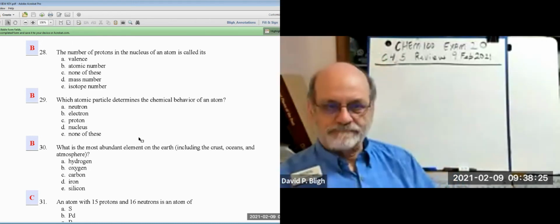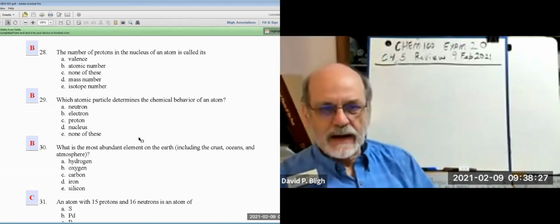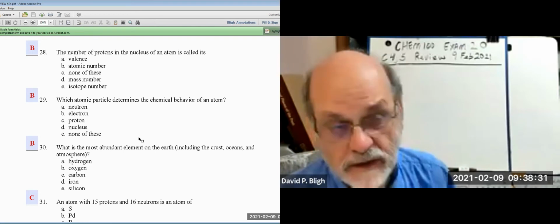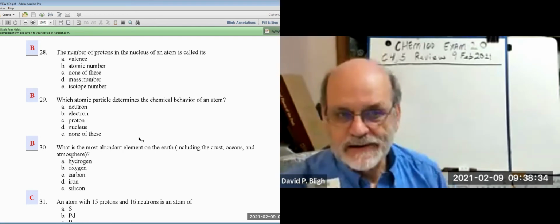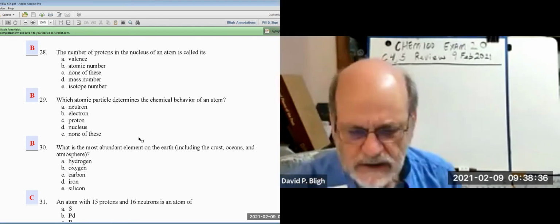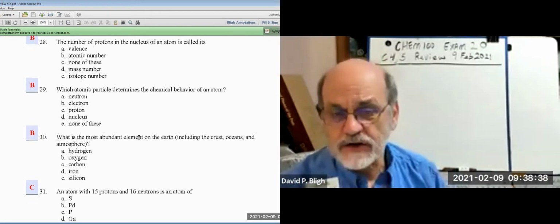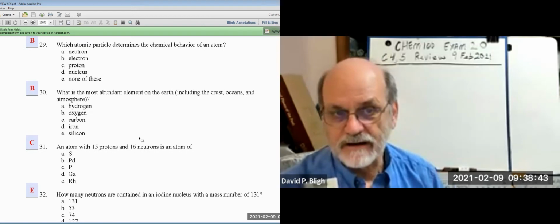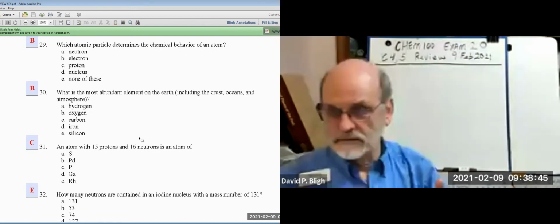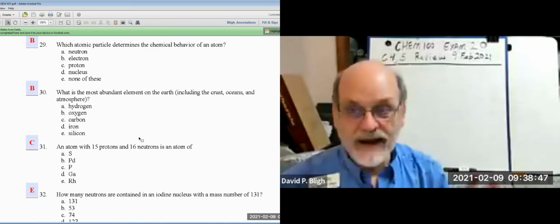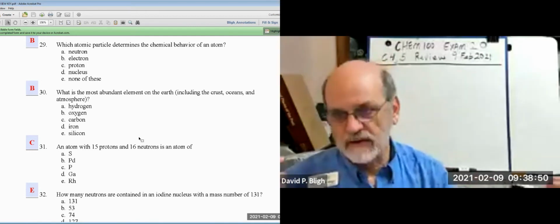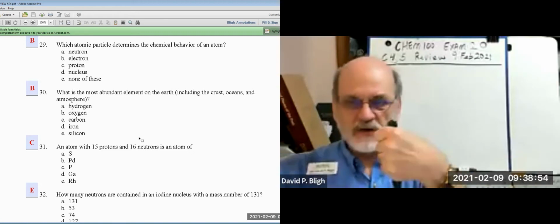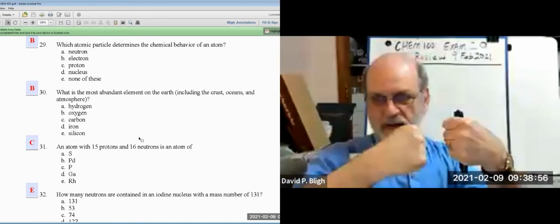Okay. What was that, 28? No, 28's B. Okay. 29. Which atomic particle determines the chemical behavior of an atom? All right. Think about when atoms approach one another. They haven't reacted yet. They could be part of a compound, but for simplicity, let's say just two independent atoms approach one another. Let's see over here. And they come together. What's the first thing they see?